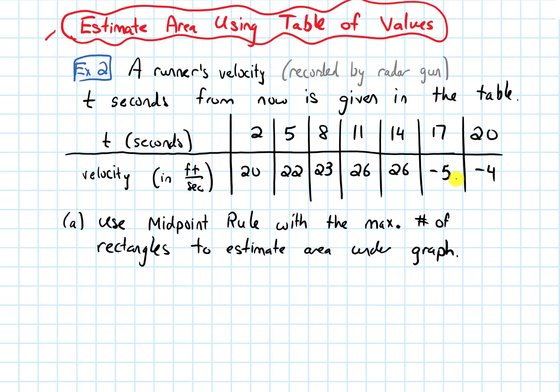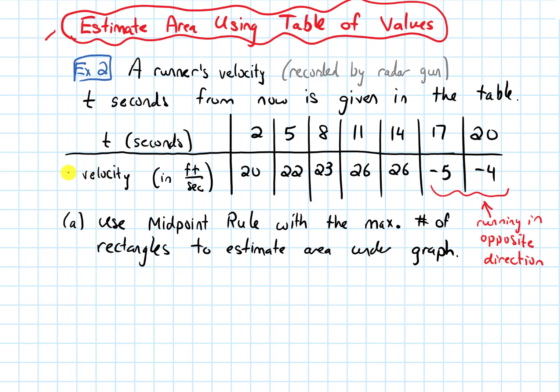So the first thing that I want to comment on is notice that some of these velocities are negative. And velocity is something that has a direction associated with it. So when our velocity is negative, it means that they are running in the opposite direction. So whatever direction they were running in when t was 2 and 5 up until 14, all of those had positive velocity, so that was the positive direction. But then they switched their direction and now they had a velocity going in the opposite direction.